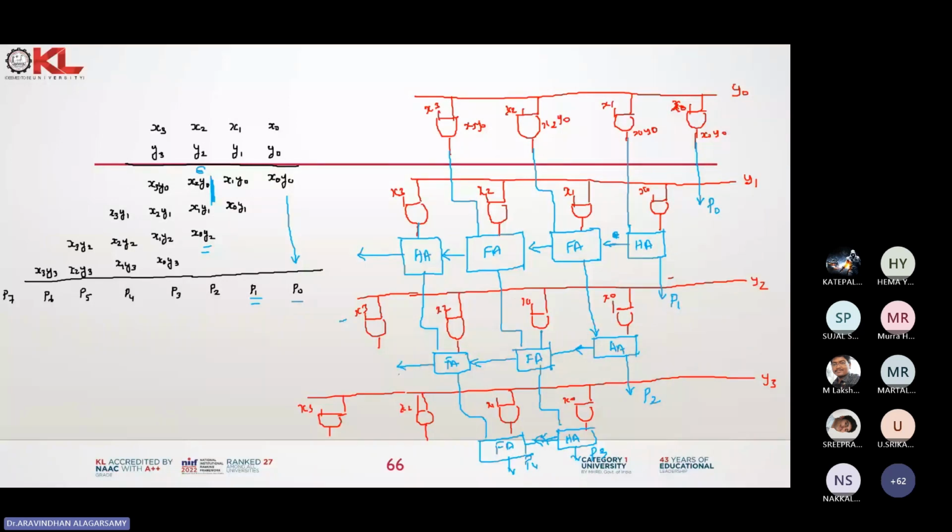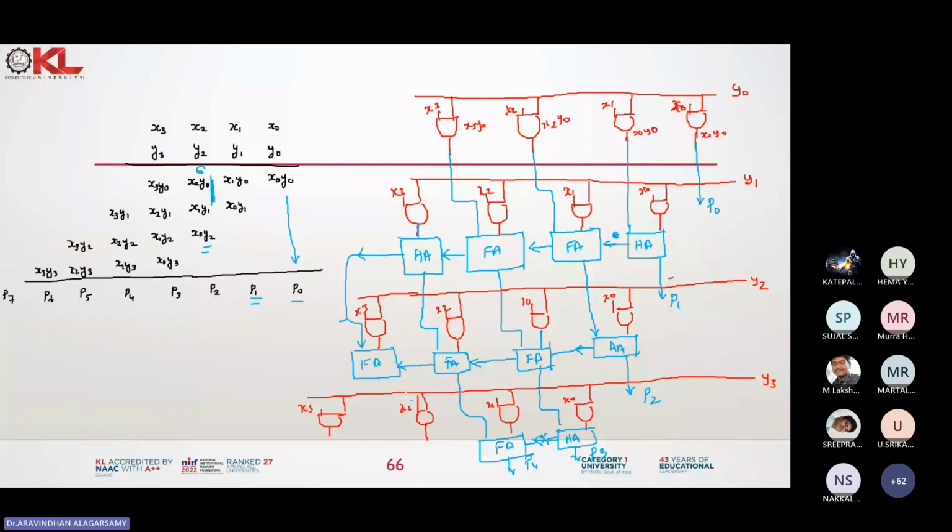So what is available now? Full adder. Why full adder? Because there is one carry, one carry from the half adder. Very good. This carry is going to be added over here. This becomes a full adder. Right?